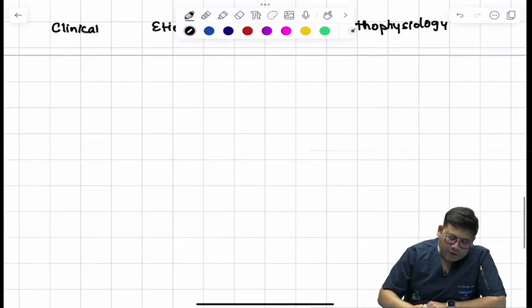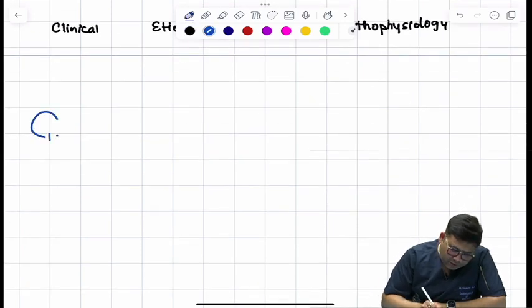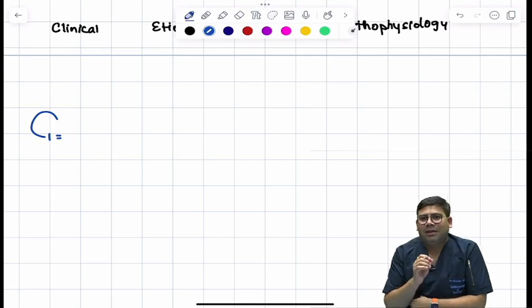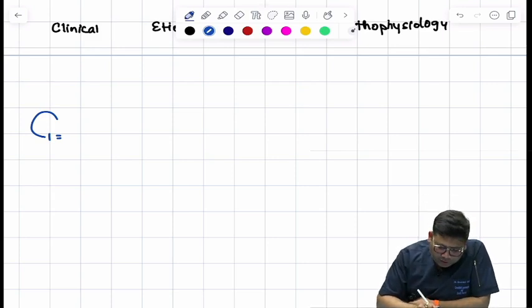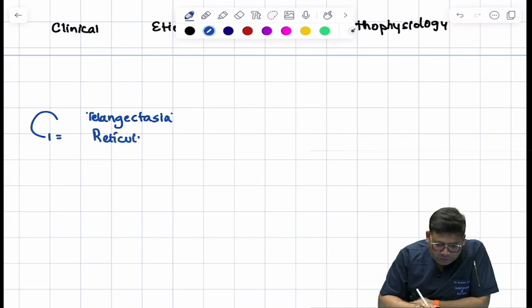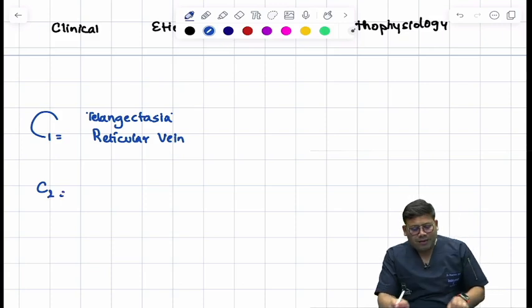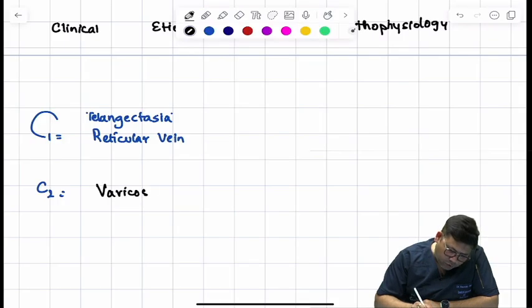When we talk about C, what is C1? C1 includes all the vessels which are less than 3 mm. So it could be the reticular veins or the telangiectasias. Telangiectasias are included here, and the reticular veins are included in this. When we talk about C2, what is C2? C2 stands for varicose veins. What is a varicose vein? The tortuous vessels which are more than 3 mm.